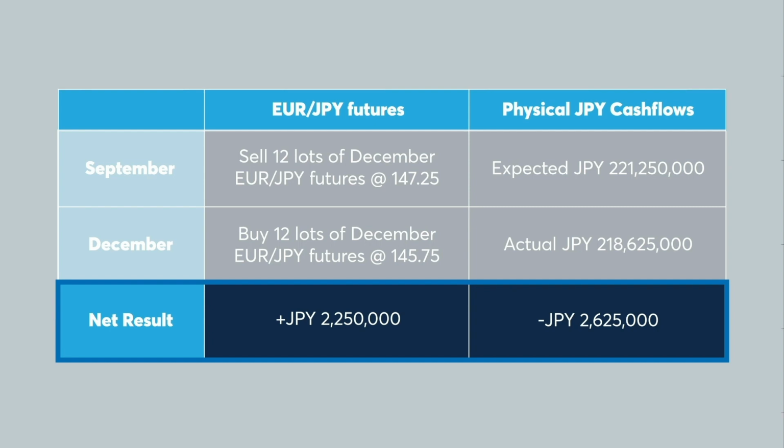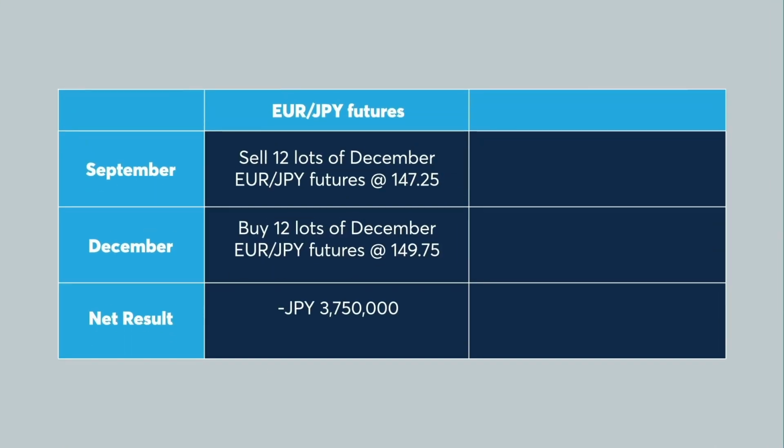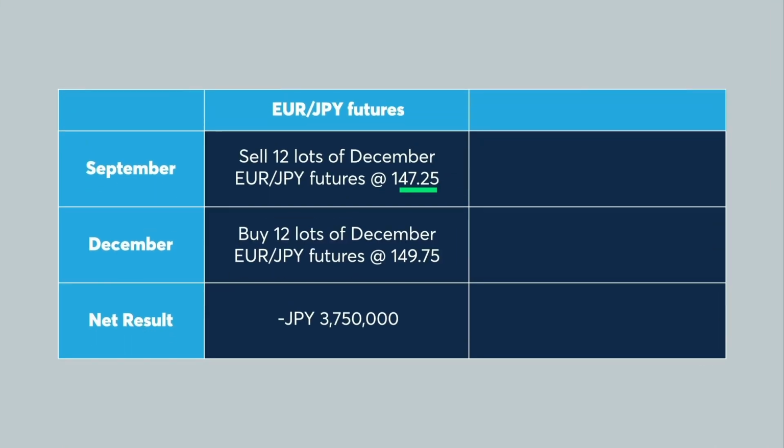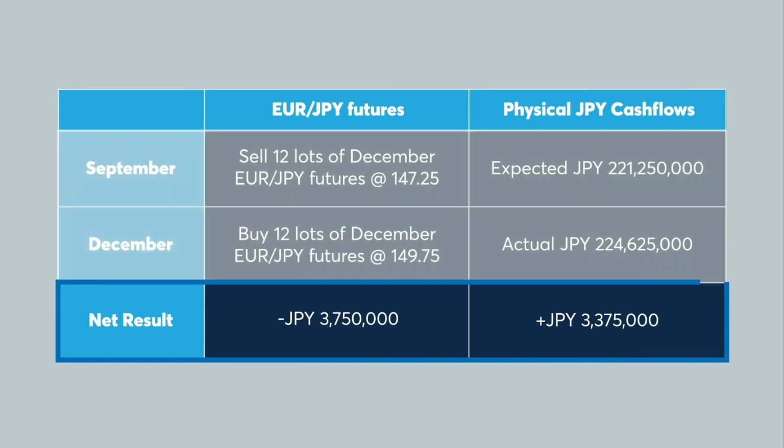On the other hand, say the Japanese yen depreciates, resulting in the December futures price moving from 147.25 up to 149.75 per euro. In the cash market, 1.5 million euros has a value of 224,625,000 Japanese yen, which is higher than expected had the exchange rate not changed. The higher outcome will be offset by the loss from the futures position.